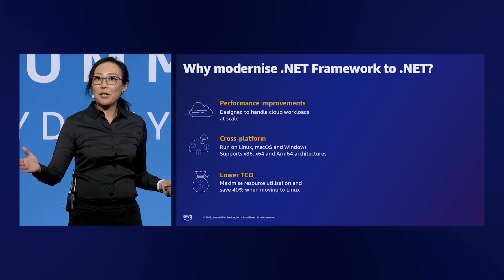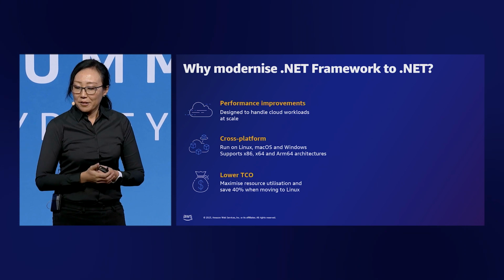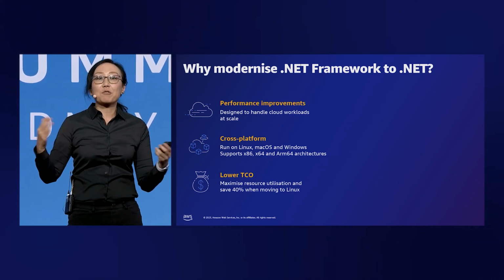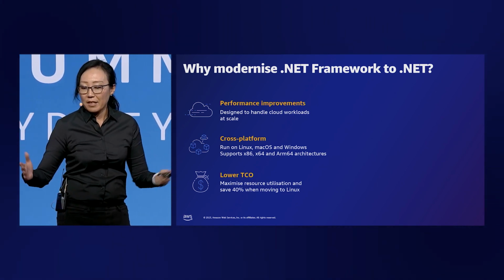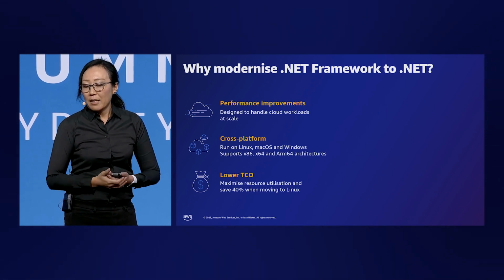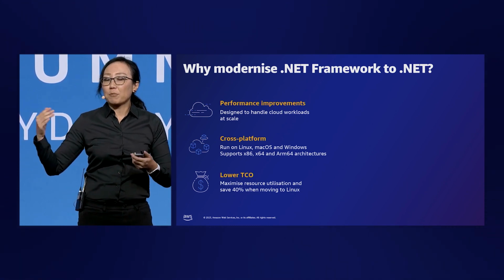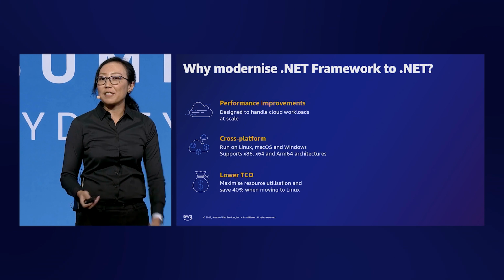Lower your total cost of ownership. Now, .NET supports x64 and ARM-based workloads. So that means you can use AWS Graviton. Now, Graviton processors are custom built by AWS to deliver the best price performance. So running .NET on AWS Graviton gives you a 40% better price performance in comparison to EC2 instances.